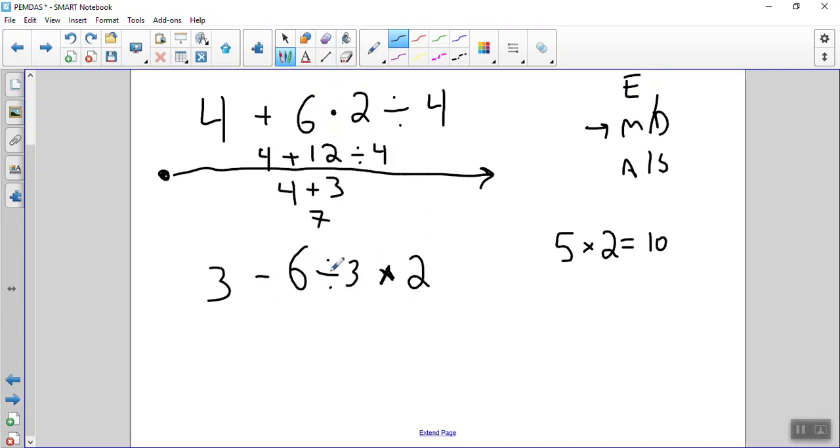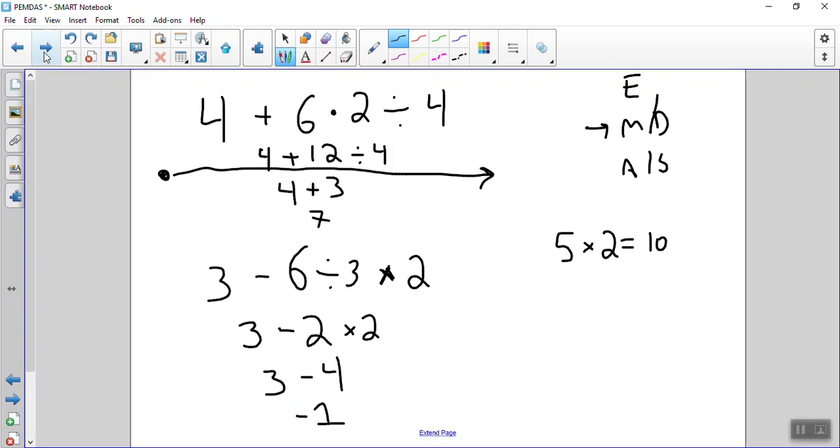So multiplication and division. So we have a subtraction and then a division and then a multiplication. So I got to start left to right. I have to do this division first. So negative 6 divided by 3 is negative 2, and then I have times 2. So again, I have a subtraction and multiplication, so the multiplication will be first. 3 minus 4 equals negative 1.